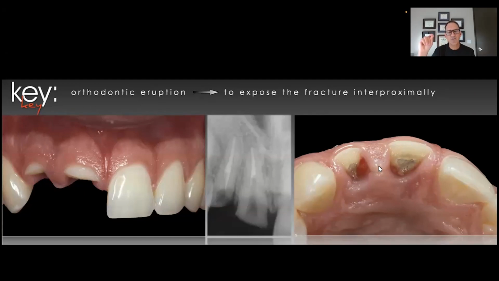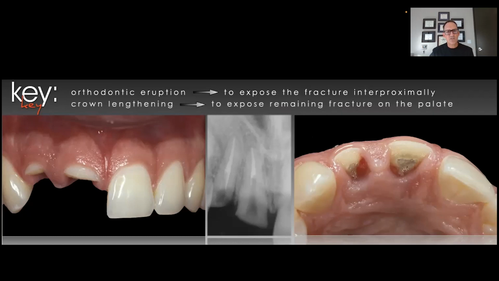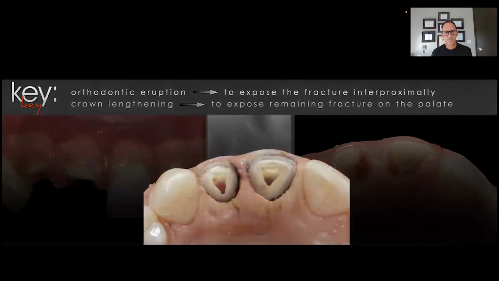Because if the bone is where it is now, the papilla is correct, right? So I'm only going to recommend 3 millimeters of ortho eruption. That moves the interproximal fracture into a position that is just above sulcus depth, right? So that I can actually have my margin on sound tooth structure and the bone is in the same spot. But 3 millimeters of eruption doesn't expose the entire fracture. So then we can actually do conventional crown lengthening to expose the remaining fracture, right? So I need to give the orthodontist something to hold on to.